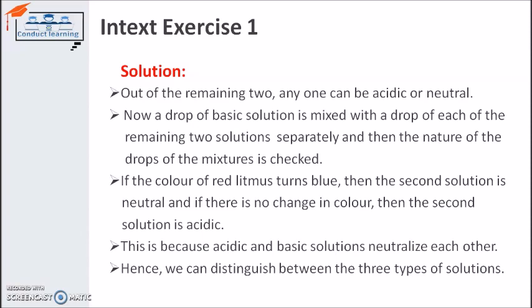If the red litmus paper turns blue, the second solution is neutral. If the color does not change, the second solution is acidic, because the acid is neutralized by the basic solution. And water becomes basic when it is mixed with the base solution. So this is the easiest way to find out.